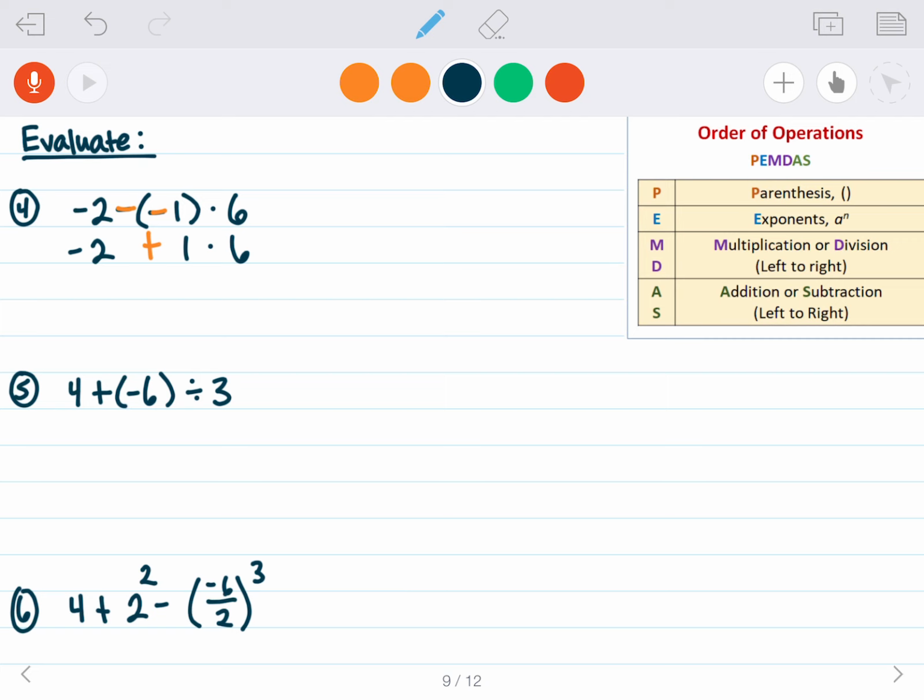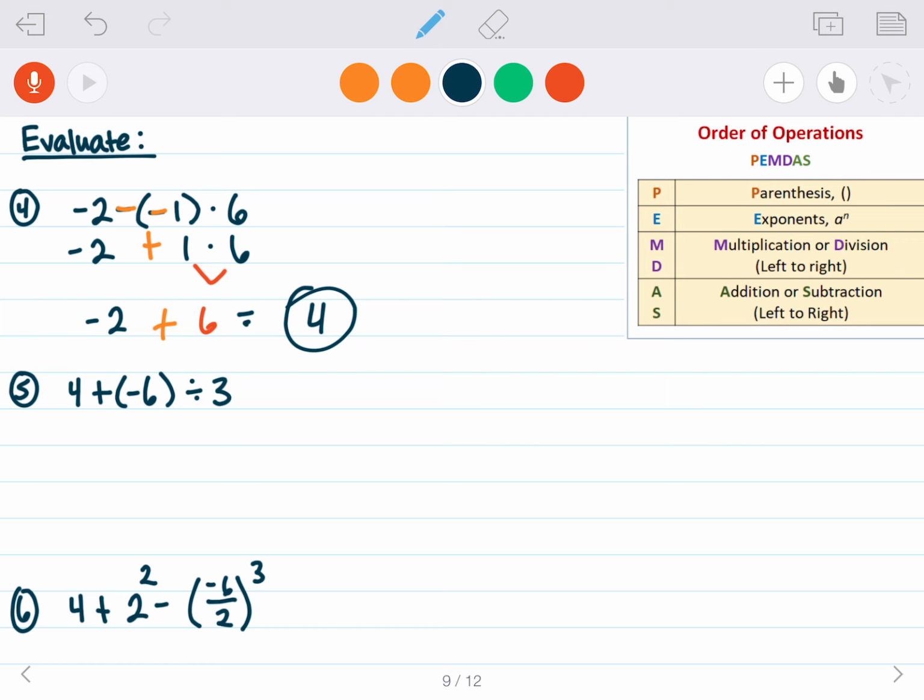So PEMDAS says, hey, we need to do multiplication before we add. So we need to do 1 times 6 first, and that's going to give us 6 and carry down everything else. Finally, we compute negative 2 plus 6, and that's going to give us positive 4.